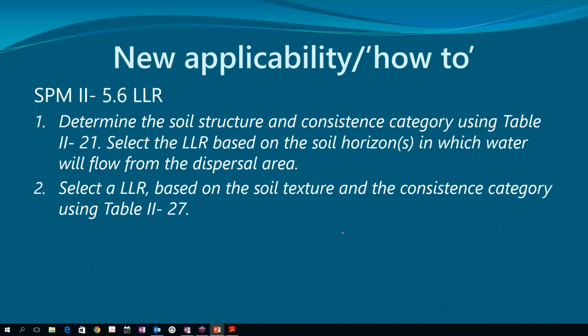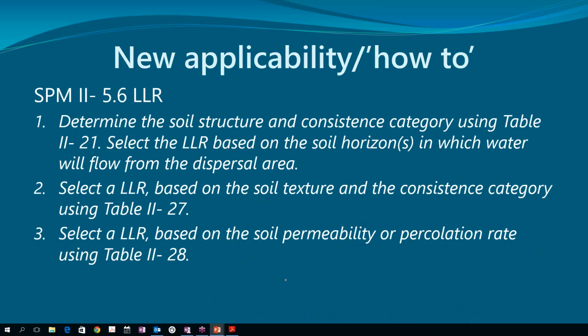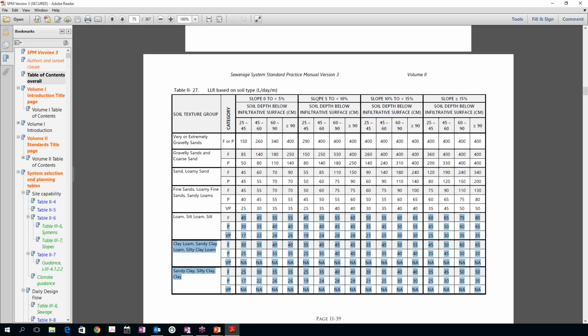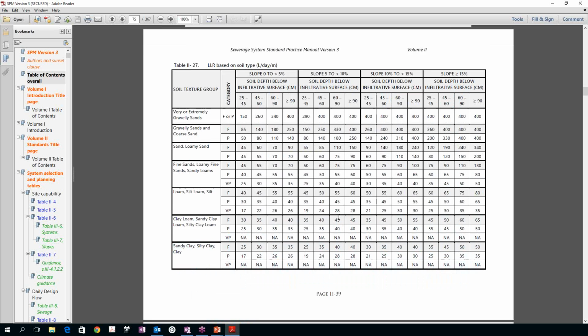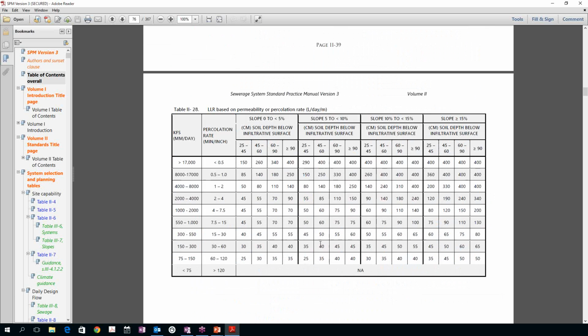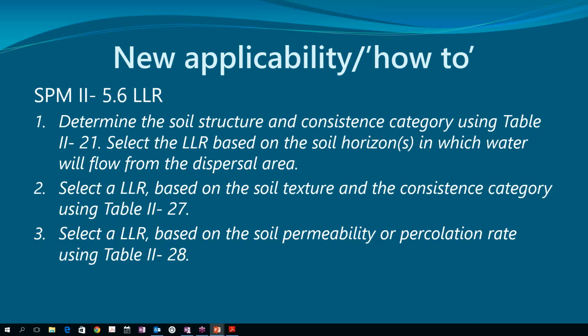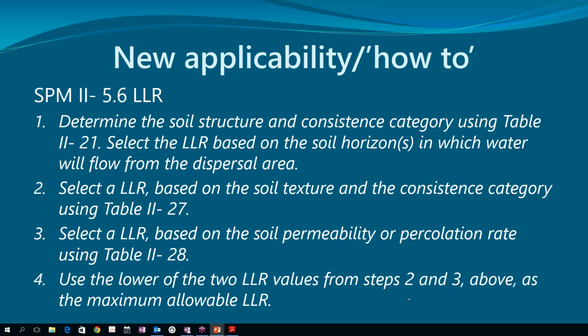Again, similar to HLR, we first select based on soil texture and consistence, and then we check it against soil permeability or perk rate. So we use this one as the second approach, right? We base it on soil type, and then we check it against the next table, which has field saturated conductivity and perk rates, and then we choose the lower of the two.